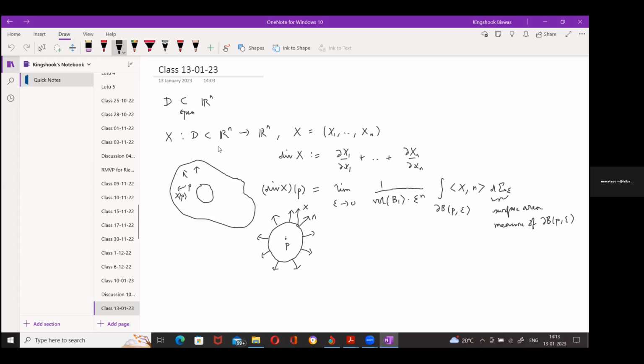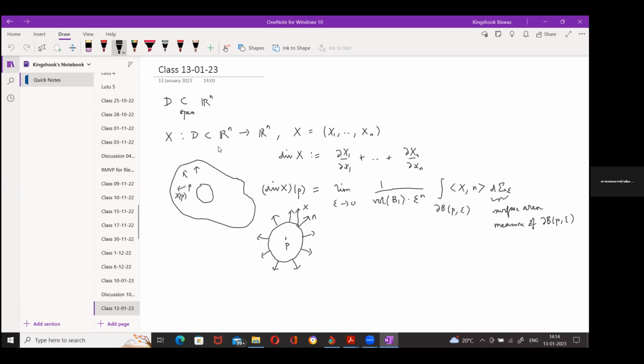Okay. And notice, when you integrate this surface area measure, the total mass of this measure is what's called the volume of the sphere of radius epsilon. That is some constant times epsilon power n minus 1. So again, you would expect this integral to be of order epsilon power n minus 1. But again, there is some cancellation and you get a quantity which is of order epsilon power n. And when you divide by epsilon power n, and there's a constant which is the volume of the unit ball, then this converges to the divergence as epsilon tends to 0.